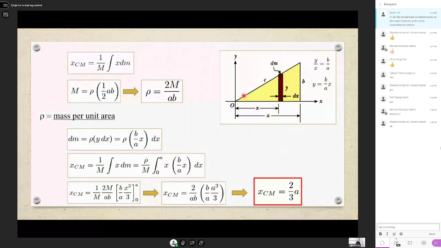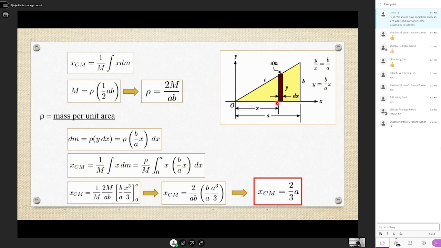So before we chop them up, we should write out all the dimensions first. The distance from 0 to this chop strip is x, and the whole thing is a. The whole height is b. From this, we can write y in terms of b, a, and x, because we know from proportionality, if we take y over x, y is this one, and x is this one.